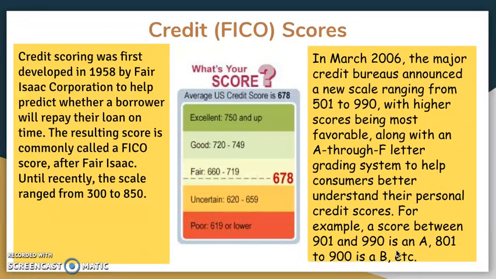Here's an example of typical credit scores ranging from 300 to 850. Generally, if you're over 700, you're in pretty good shape. If you're below 600, you're not. It's also called the FICO score because the first scores were created by Fair Isaac Corporation in 1958.